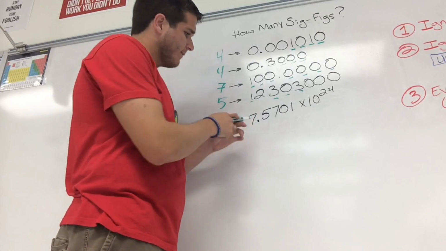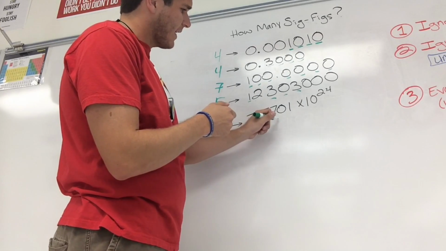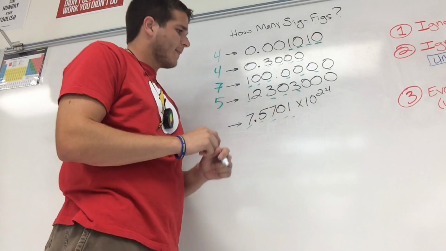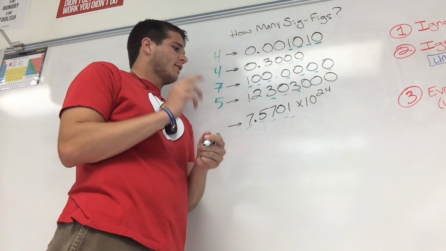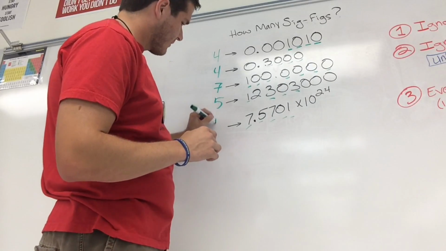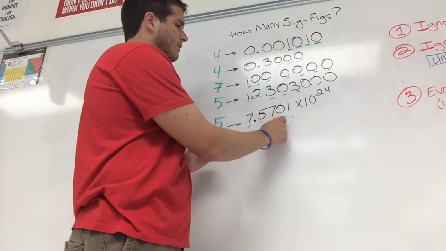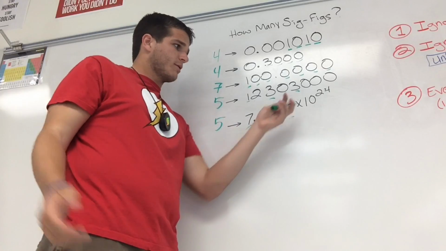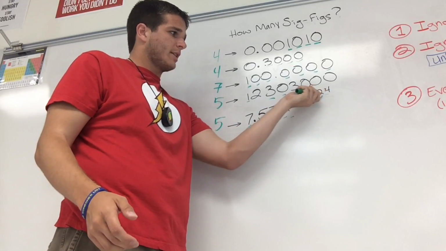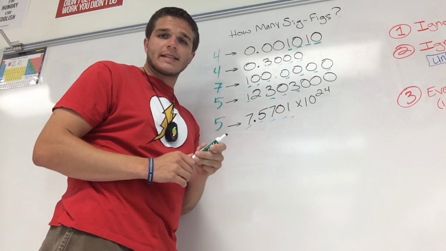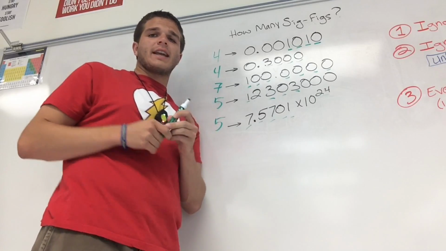Okay, so right here, we've got 7.5701. Okay, how many significant digits do we have? 5, all right? 5 significant digits. 1, 2, 3, 4, 5. Okay, the extra zeros for this 24th power, however many times we'd have to slide that decimal, they're insignificant. Okay, so hopefully you kind of have an understanding of this.